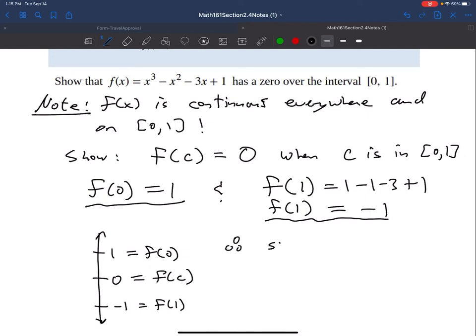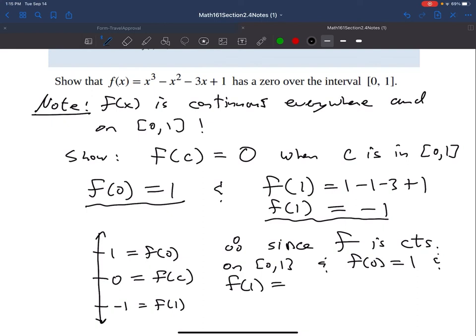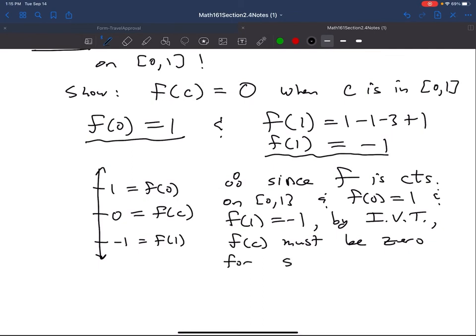So therefore, since f is continuous, CTS means continuous, on the interval 0, 1, and f of 0 is equal to 1, and f of 1 is equal to negative 1, by the intermediate value theorem, IVT, we can abbreviate it, f of c must be 0 for some c in the interval 0 to 1. That's what the intermediate value theorem tells us.